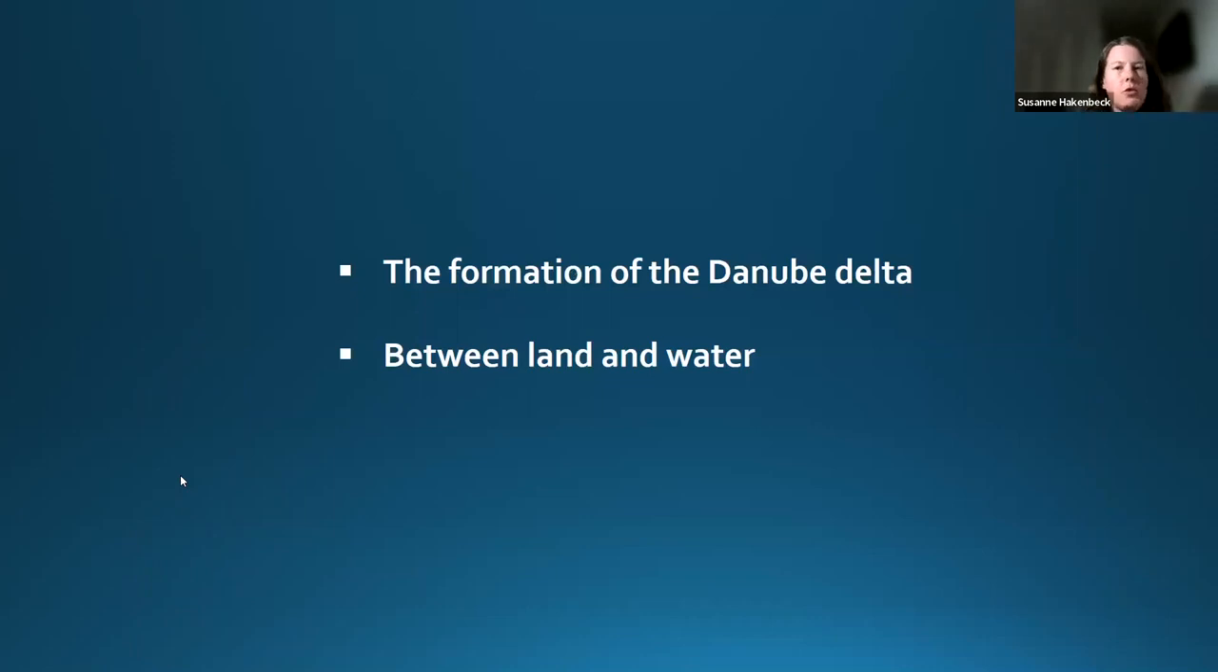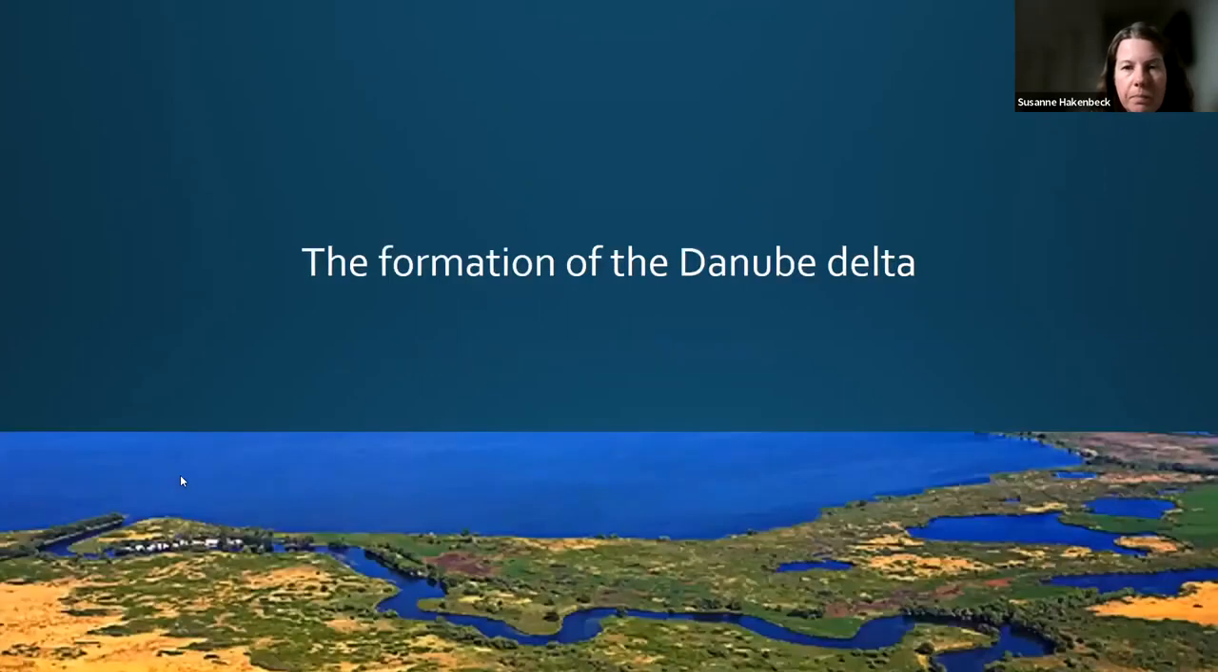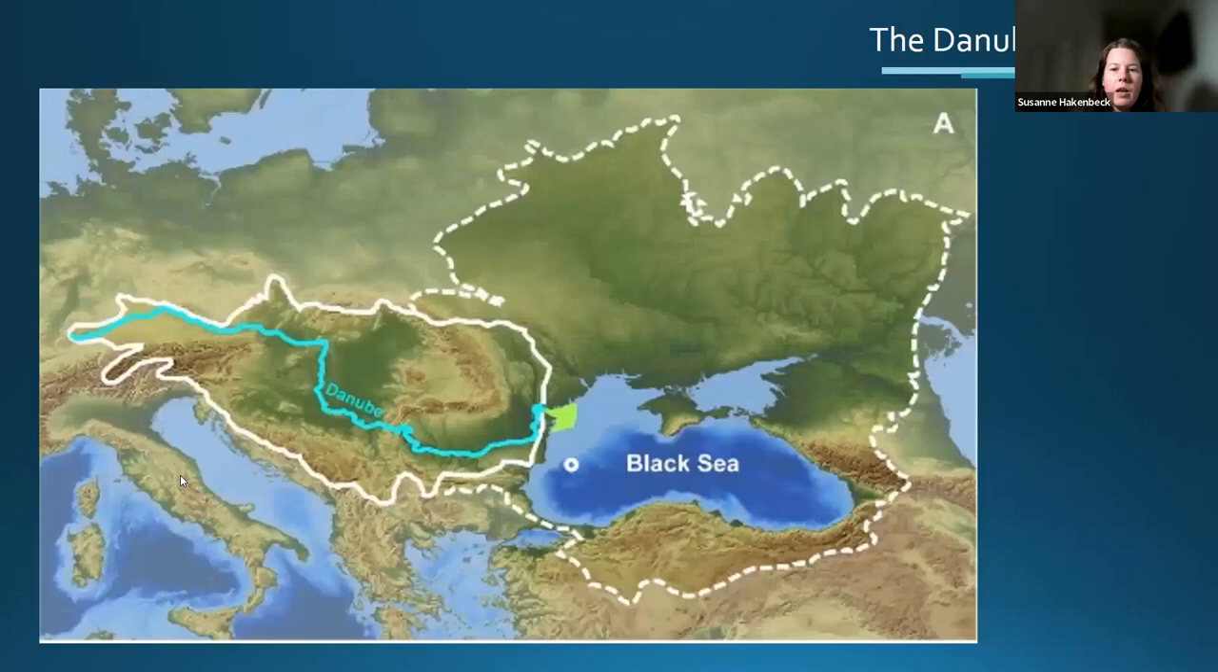I've got two, because there isn't a lot of time. I just want to focus on two examples. One is the formation of the Danube Delta, and the second example, called Between Land and Water, focuses on the inland delta of the Danube. More on that later. So, the formation of the Danube Delta.